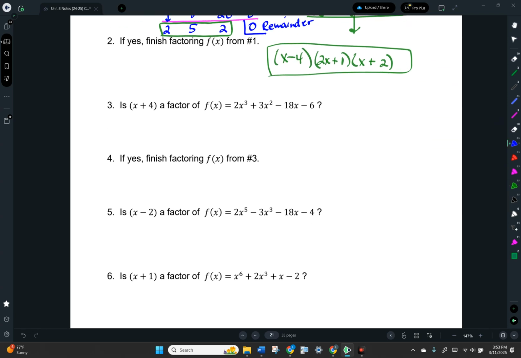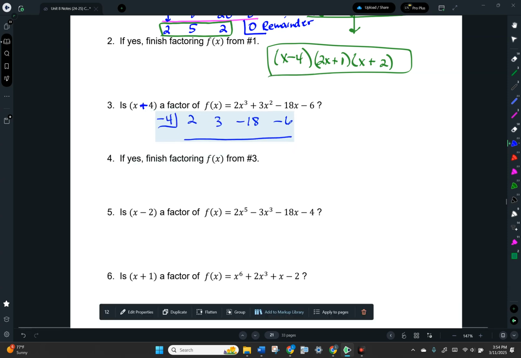Look at number 3. Is x plus 4 a factor of this polynomial? Well, remember what I said. If this is a plus, then what you're going to divide by is negative 4. That goes on the outside. Okay, so now I'm just going to list the coefficients from the x's. So the 2 is for the x cubed. The 3 is for the x squared, negative 18 for the x, and negative 6. Now remember we said leave a space and draw a line. I'm going to move this up a little bit so I have some space here. I don't know why I started it so low.